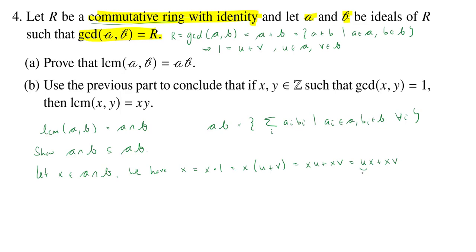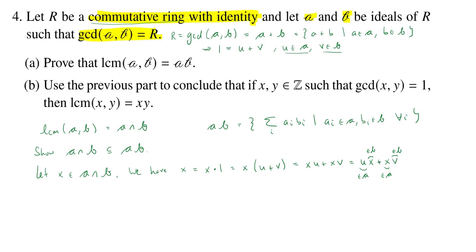U is an element of A, right? That was our assumption. And x, well, it's in the intersection of A and B, and so it's an element of B. On the other hand, x is in the intersection, so it's also an element of A. And V, that by assumption is an element of B.